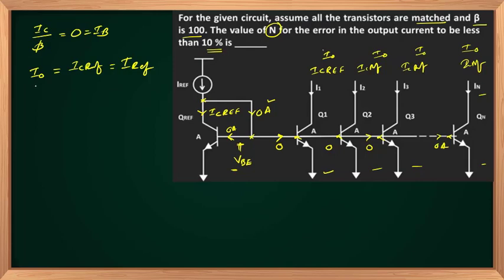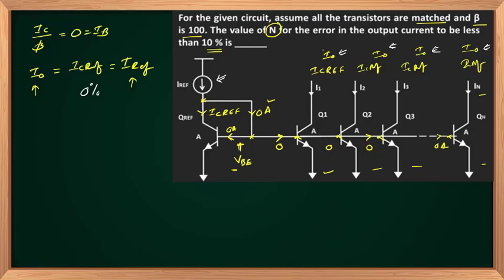In that case, if I out is the same as my I reference, I will say that my error is equal to 0%. I out and I reference are the same. This is the ideal condition of a mirror circuit, in which the reference current is exactly reflected at each output line of my transistors.